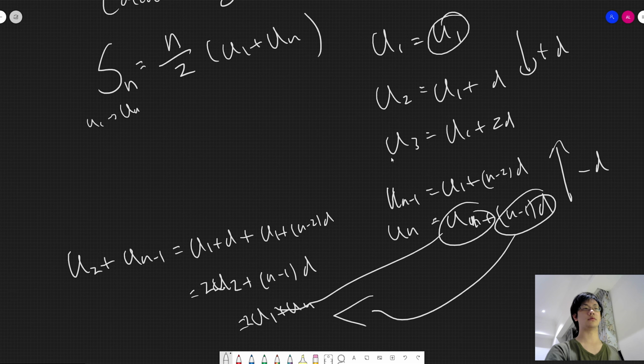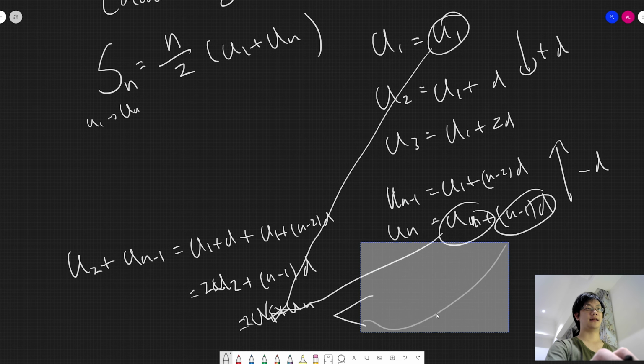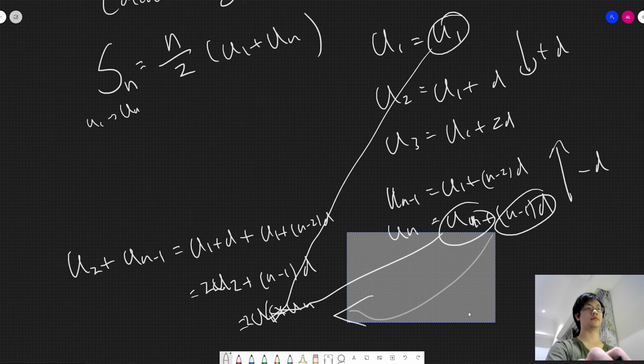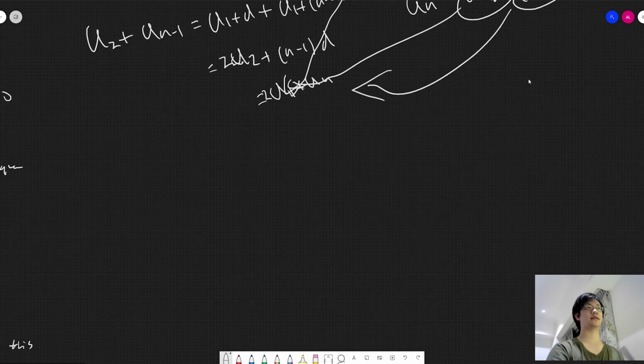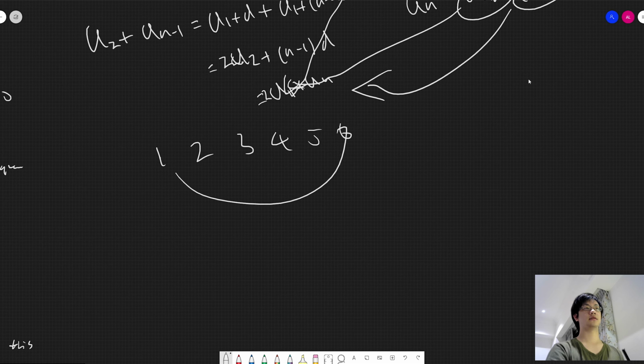So u1, then u1, okay. That's a horrible drawing. I apologize for that. Maybe I could have done it better, but I just think it makes sense. So, more simply, you can see, let's say we have an arithmetic sequence 1, 2, 3, 4, 5, 6. So 1 plus 6 equals 2 plus 5 equals 3 plus 4.